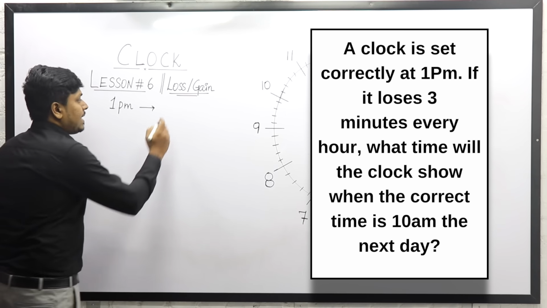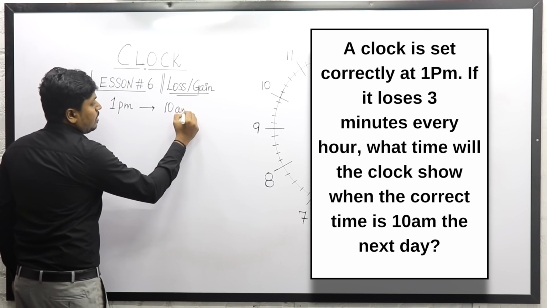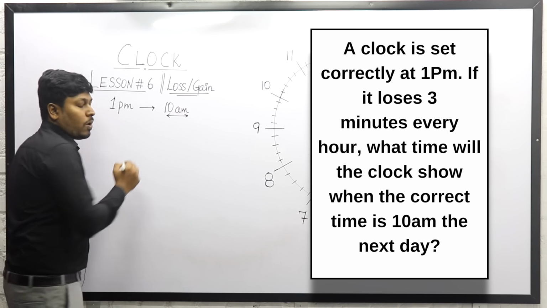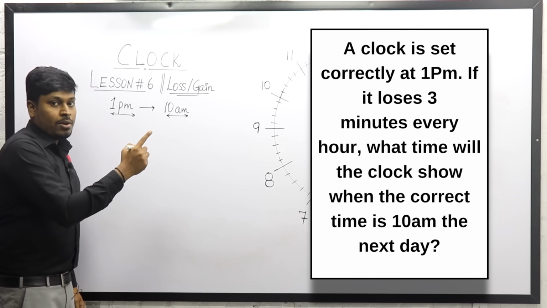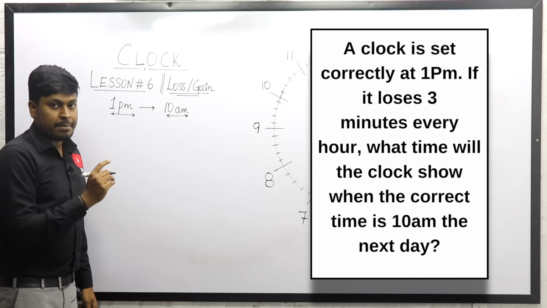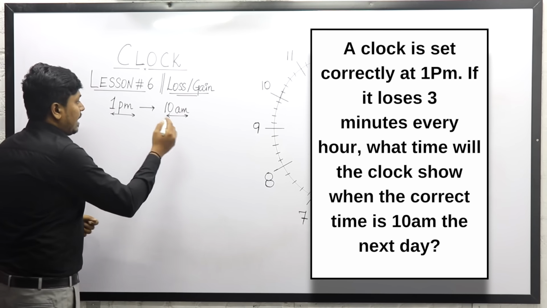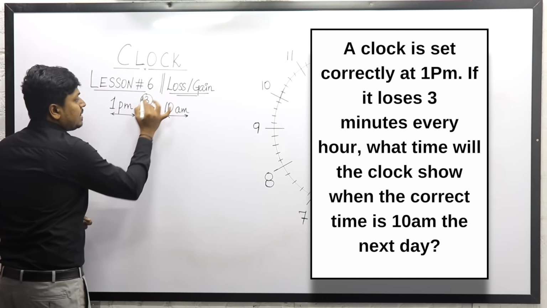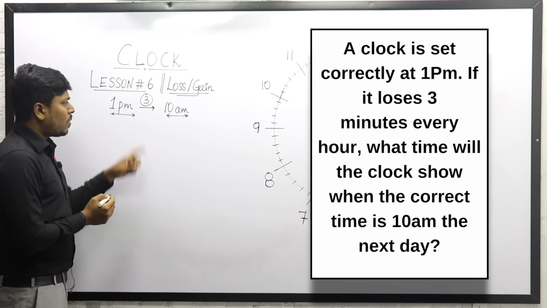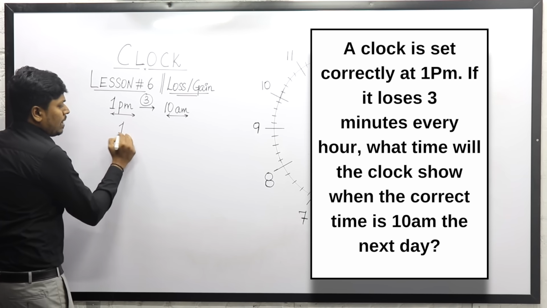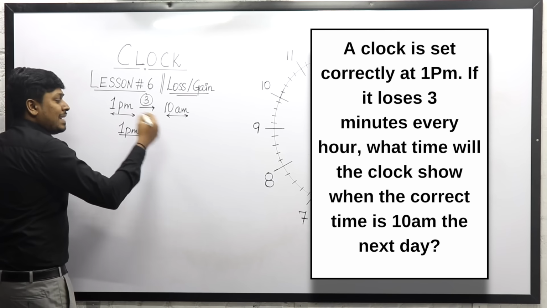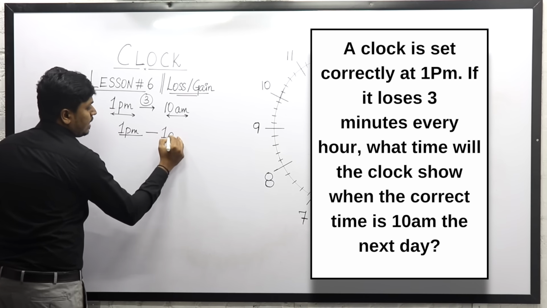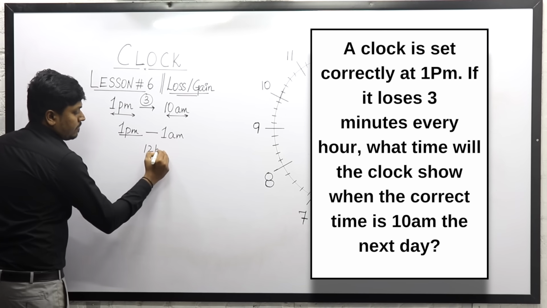So next day 10 a.m. Our target is to find the time that is shown by the clock. Starting from 1 p.m. to the next day 10 a.m., not on the same day, next day 10 a.m. For every hour the clock is losing 3 minutes. Understood? So what we can do is, 1 p.m. will be afternoon, right? From afternoon to the next day early morning 1 a.m. it will be a 12 hour difference.